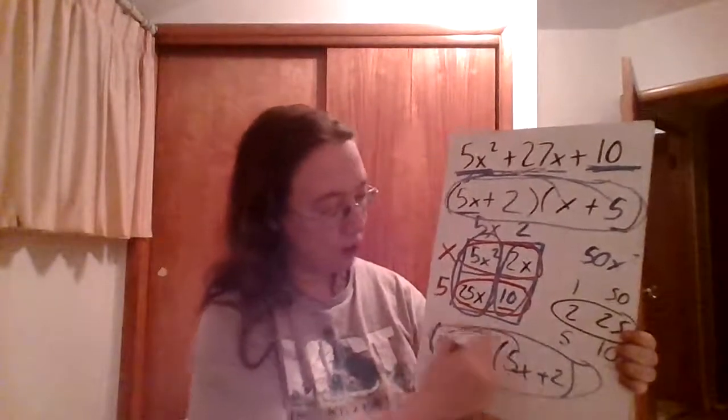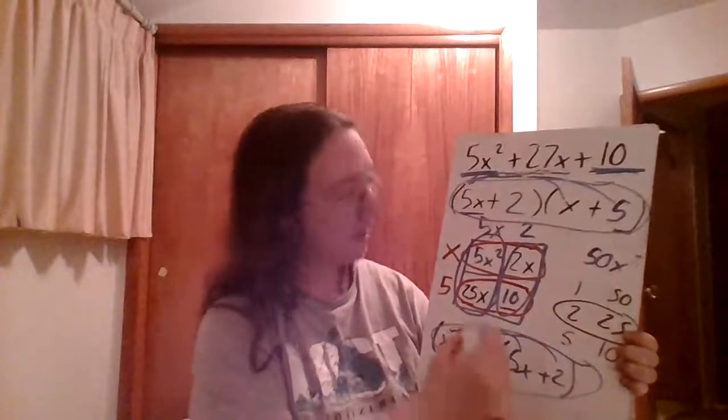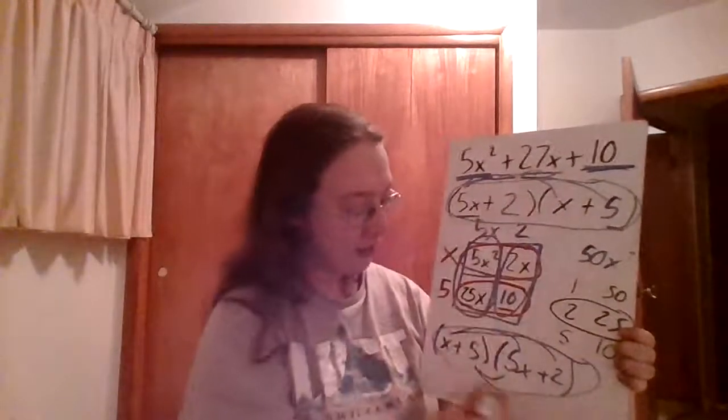Okay, there's my 5x squared. There's a 2x and a 25x. They give me a 27x. And 5 times 2 is 10.